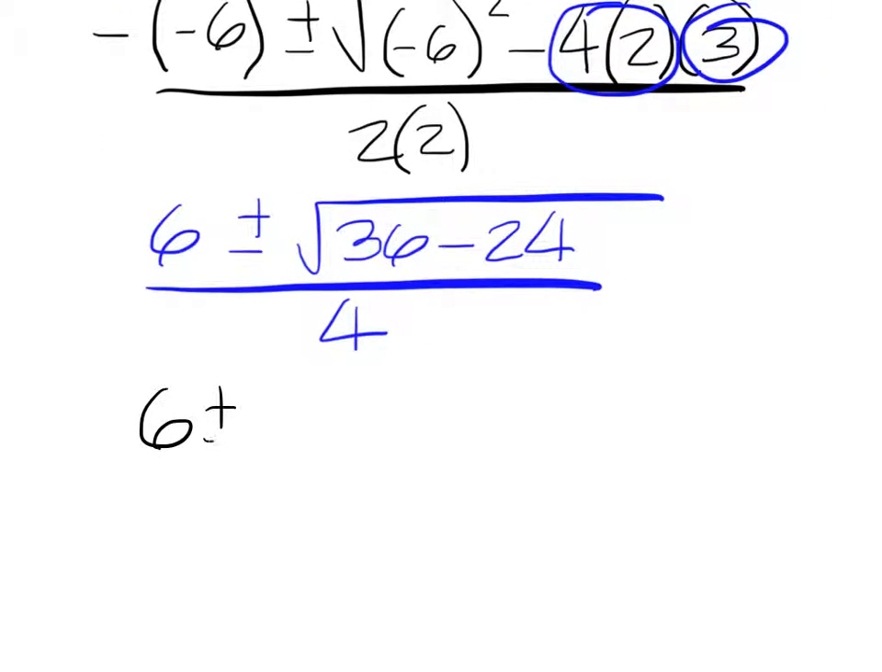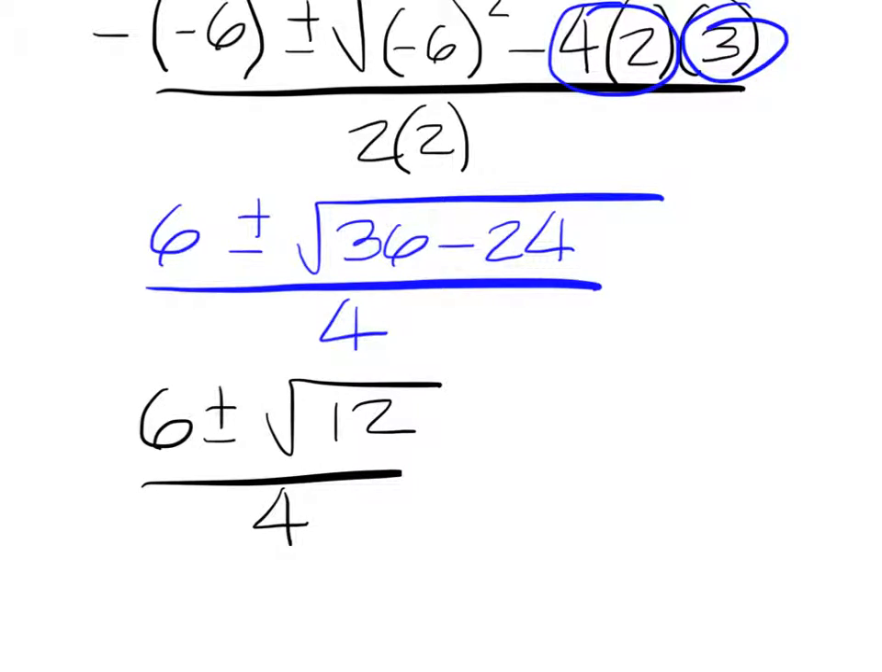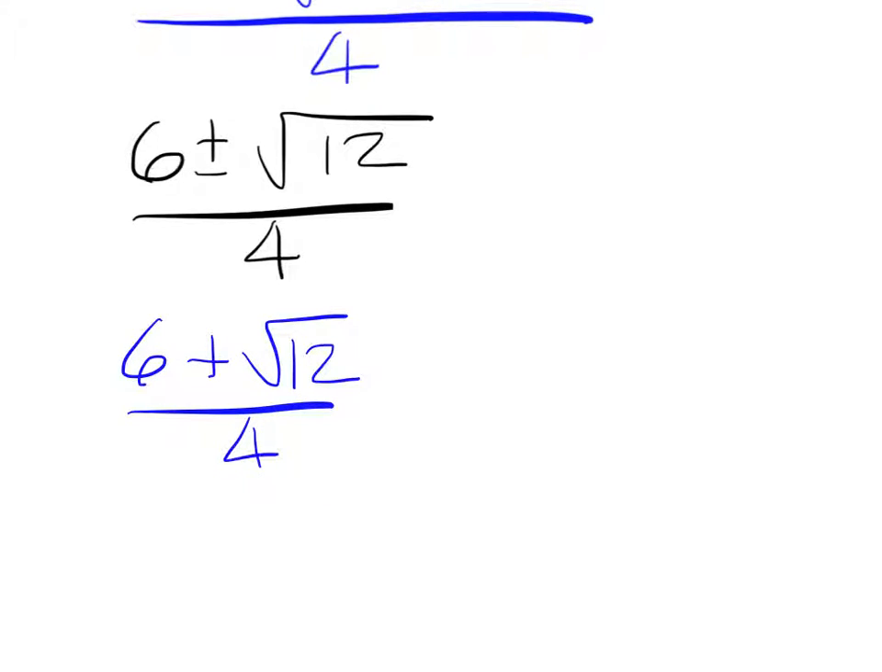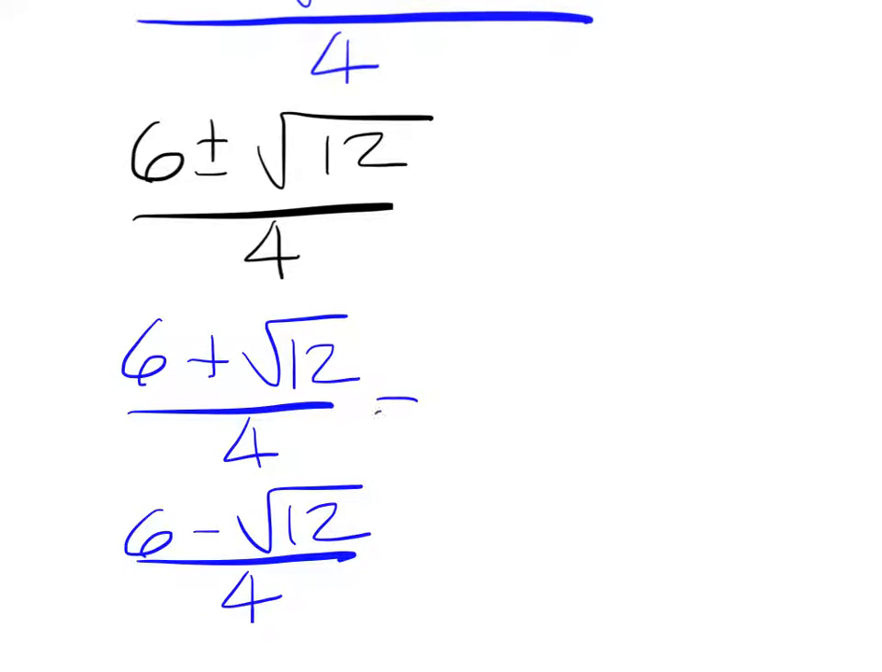So 6 plus or minus the square root of 12 over 4 must be done twice. That's going to be 6 plus the square root of 12 over 4 and 6 minus the square root of 12 over 4. For the top one, 6 plus the square root of 12 and then hit enter. Then divide by 4. That'll give you 2.37 rounded to 2 places.